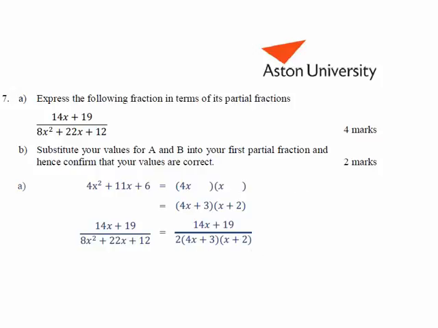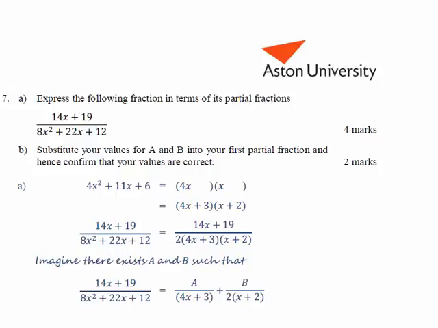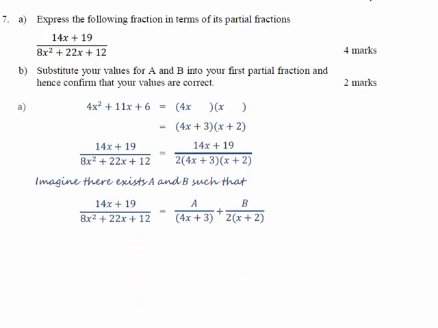Now let's imagine that there is an a and a b such that our original expression is equal to these two fractions here. You'll see that I've put the 2 with this factor here, and the reason for that is I've already got 4x there, so I thought I'd just have a 4x in one and a 2x in the other.